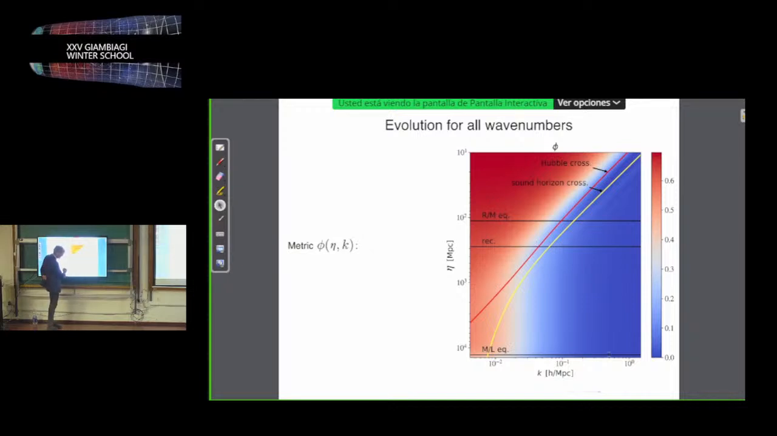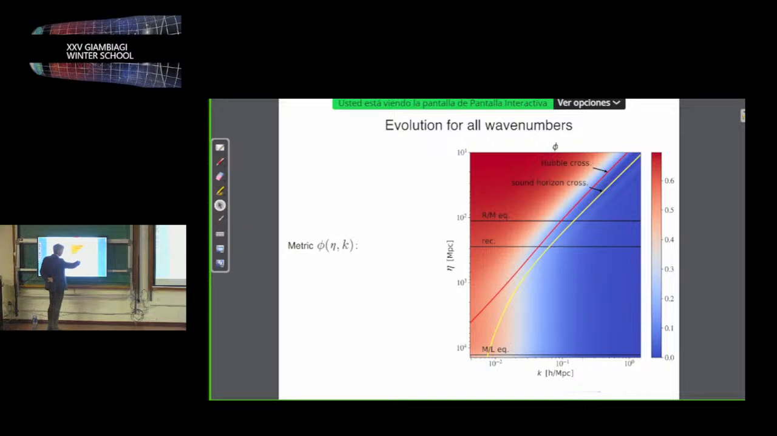The bottom is really today. And if we would zoom here, we would see a gradient of color, but it's very hard to see by eye. It's becoming lighter here because there is a bit of decay of the metric fluctuation during lambda domination. This is a very well-known consequence of the Poisson equation during lambda domination.